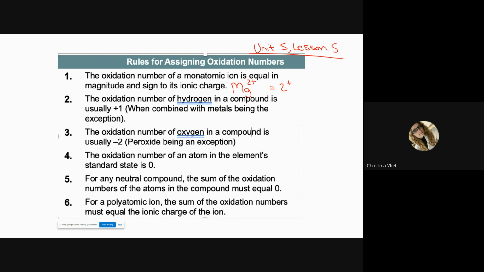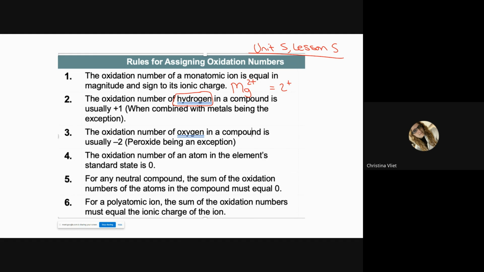Yeah. All right, rule 2, all about hydrogen. Remember, we always have these rules, and then we got to discuss hydrogen. Hydrogen is almost always positive 1. Uh-oh. Almost always. It's usually plus 1, but there is an exception.